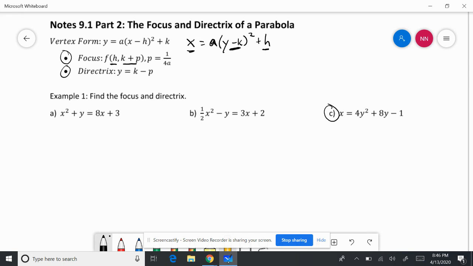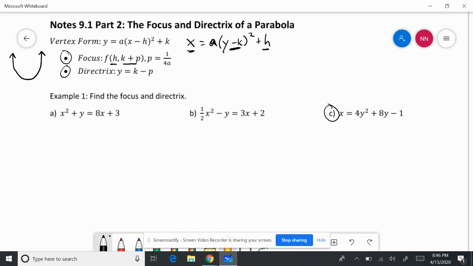p is 1 over 4a. So whatever our a value is, we multiply it by 4. Then our directrix is a horizontal line if it's y equals, or if it's x equals, then it's a vertical line.